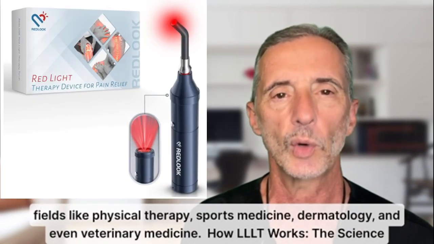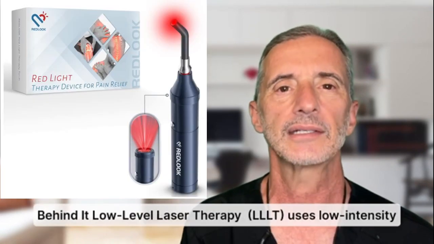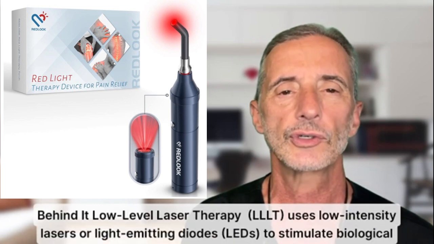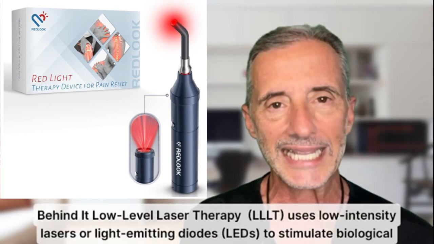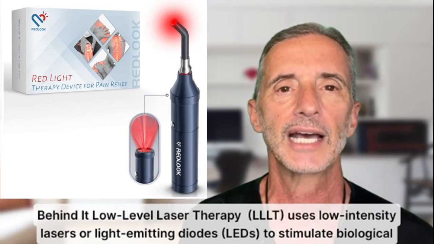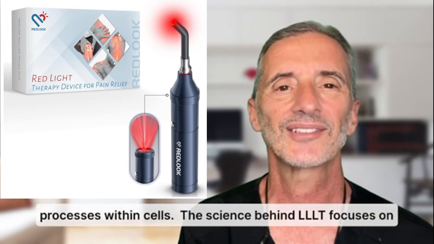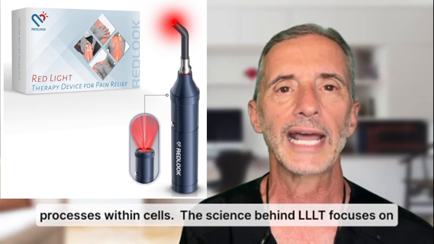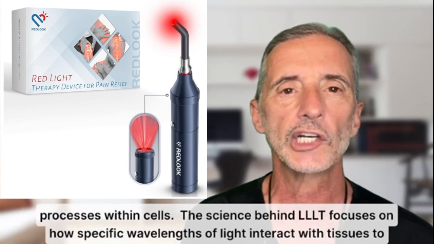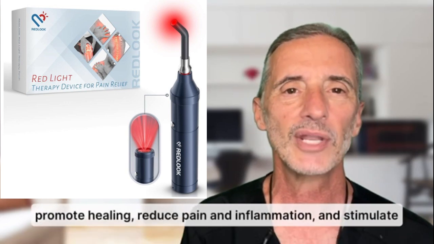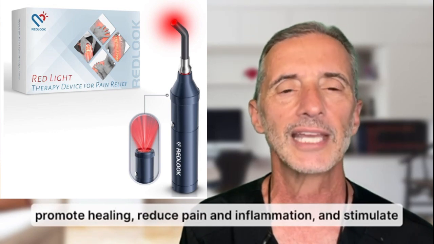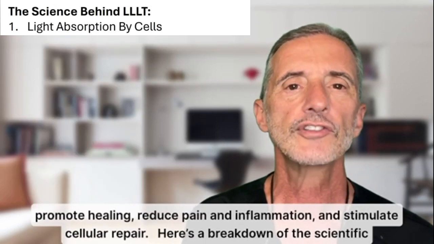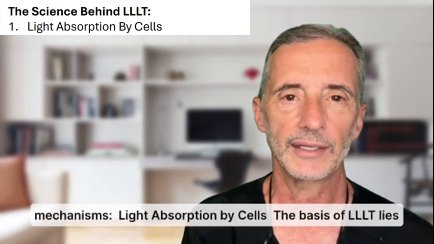How LLLT works: the science behind it. Low-level laser therapy uses low-intensity lasers or light-emitting diodes, LEDs, to stimulate biological processes within the cells. The science behind low-level laser therapy focuses on how specific wavelengths of light interact with tissues to promote healing, reduce pain and inflammation, and stimulate cellular repair. Here's a breakdown of the scientific mechanisms.